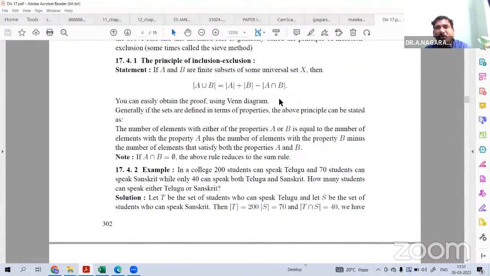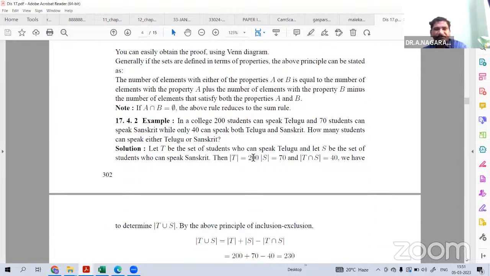What does mod mean? It means counting. Actually, here we should not call it mod, it is called counting. Counting of A ∪ B equals counting of A plus count of B minus count of A ∩ B. This is the principle of inclusion and exclusion.